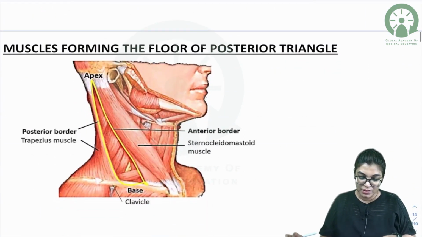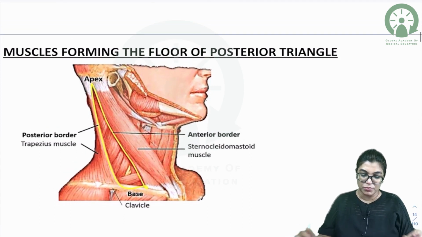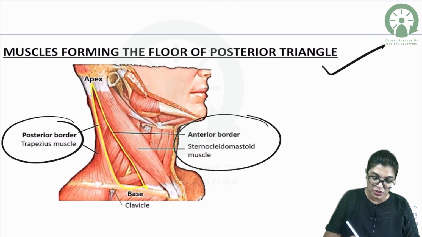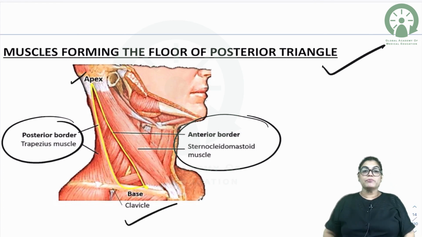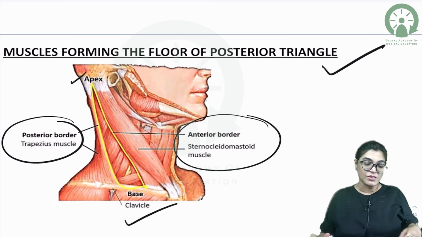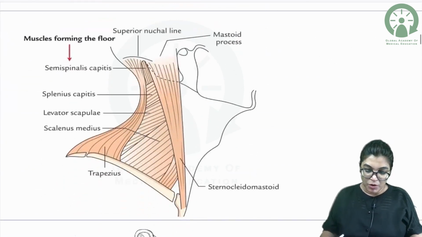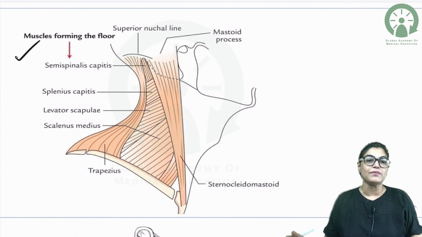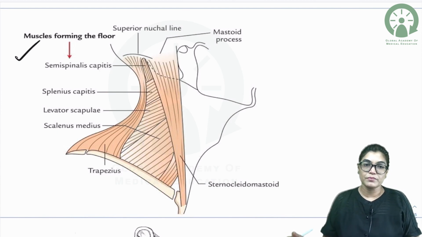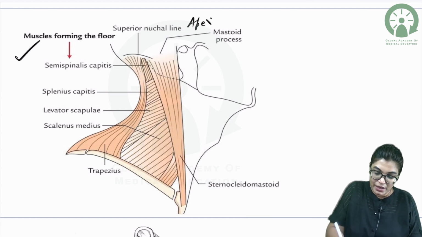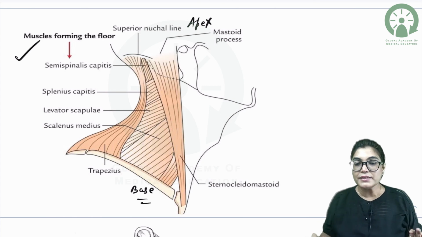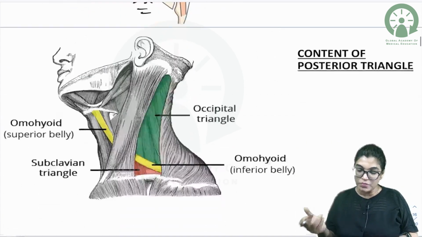Now, this is showing again the borders of the posterior triangle. As you can see, posterior border by trapezius, anterior by sternocleidomastoid, apex as superior nuchal line, and the middle 1/3 of clavicle is forming the base of posterior triangle. Now, the next important point, here also the muscles forming the posterior triangle, semispinalis, splenius capitis, levator scapulae and scalenus medius have been shown. The apex at the level of superior nuchal line, the base formed by the middle 1/3 of clavicle. Next important thing is to know the content of posterior triangle.